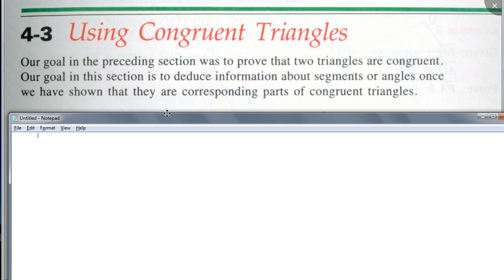Go ahead, Brianna. Our goal in the preceding section was to prove that two triangles are congruent. Our goal in this section is to deduce information about segments or angles when we have shown that they are corresponding parts of congruent triangles. Okay, so as you did your homework last night, you know that they wanted to show that the two triangles are congruent, right? Now tonight's homework is going to be one more step from it. Okay? So take a look at this example.